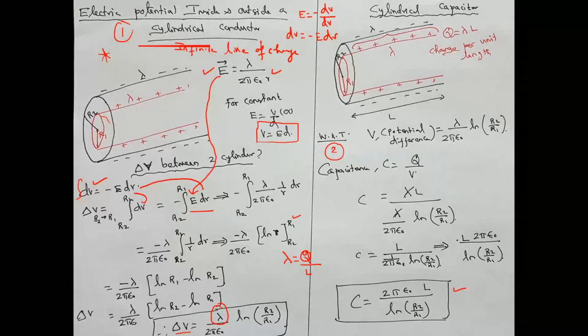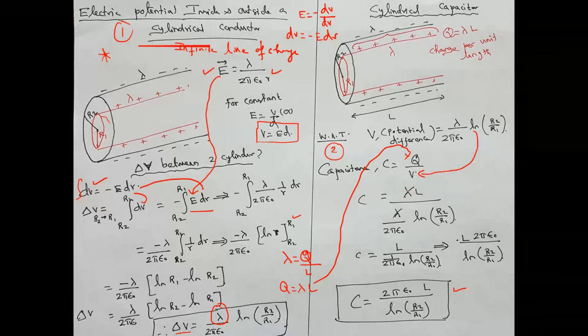So my Q is here. Therefore, my Q is equal to lambda multiplied by L. I am going to substitute this here, and I'm going to take this V and substitute it here. When you substitute these both, what will happen? This lambda and this lambda get cancelled, and this 2 pi epsilon naught will come to the numerator of this equation. So finally your equation will be like this.